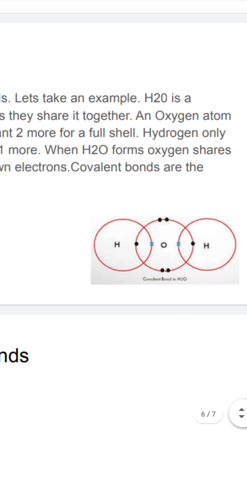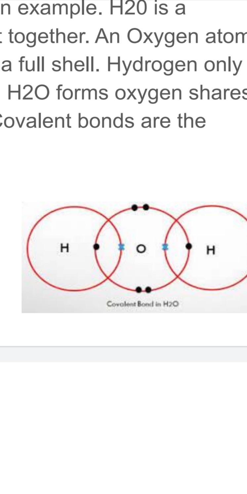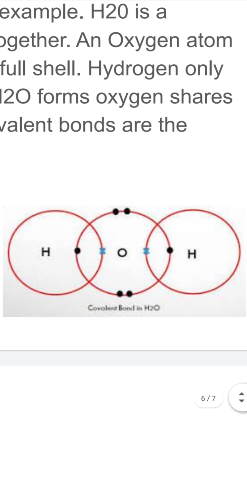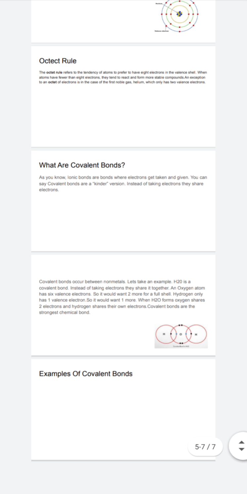And here's a quick picture of a covalent bond on the screen. As you can see here, this is H2O because there's 2 hydrogen and 1 oxygen. It also says here H2O. And that's basically it for covalent bonds.